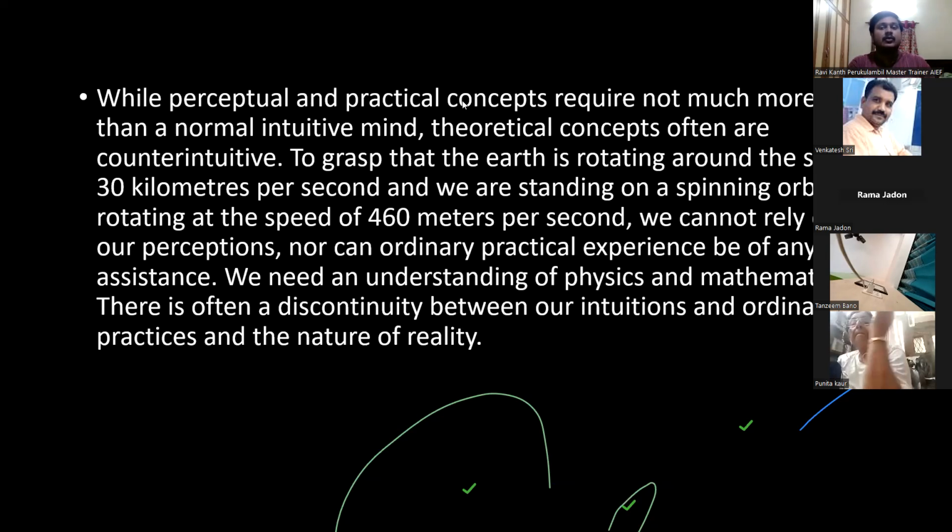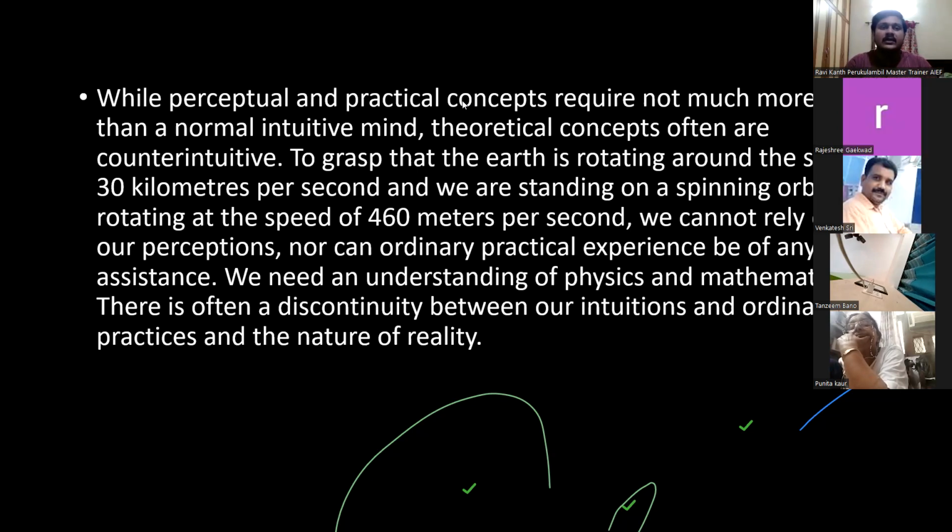To grasp that the earth is rotating around the sun at 30 kilometers per second, and we are standing on a spinning orb rotating at the speed of 460 meters per second, we cannot rely on our perceptions, nor can ordinary practical experience be of any assistance, isn't it? Standing on the earth, can we even imagine that it is moving at 30 kilometers per second? No, it is a specific study which is there about the earth. Okay, so such concepts are to be deliberately taught to the children, and those concepts are called theoretical concepts.